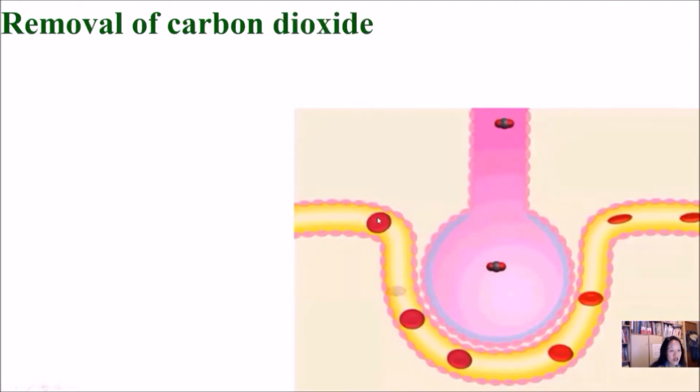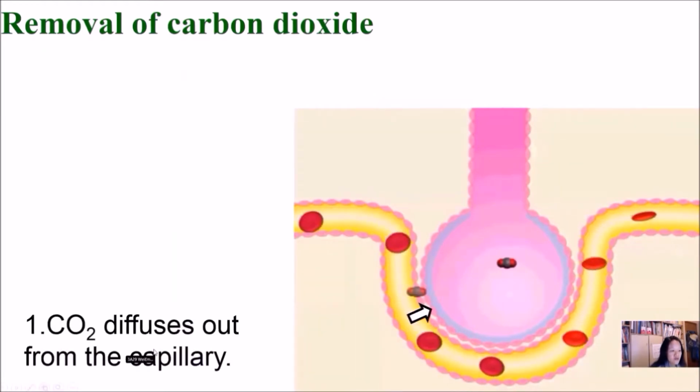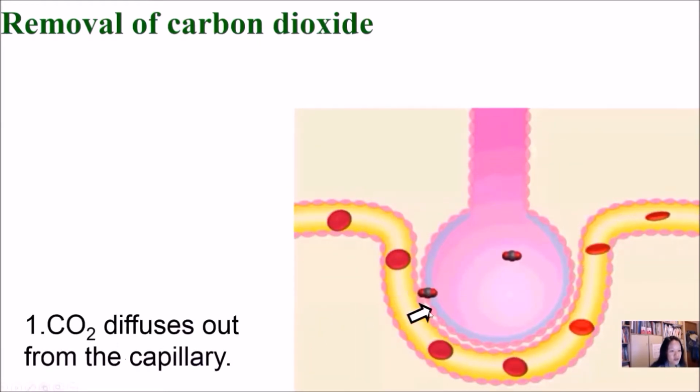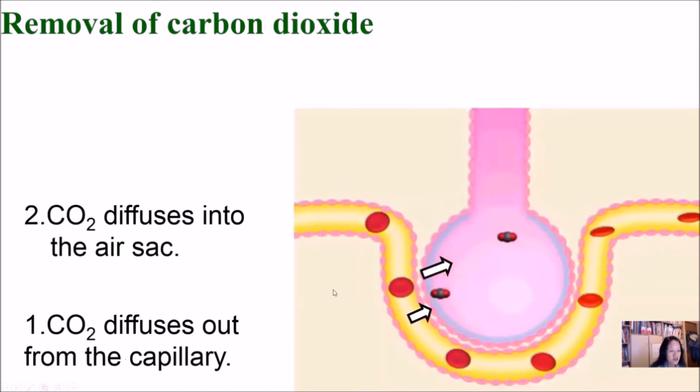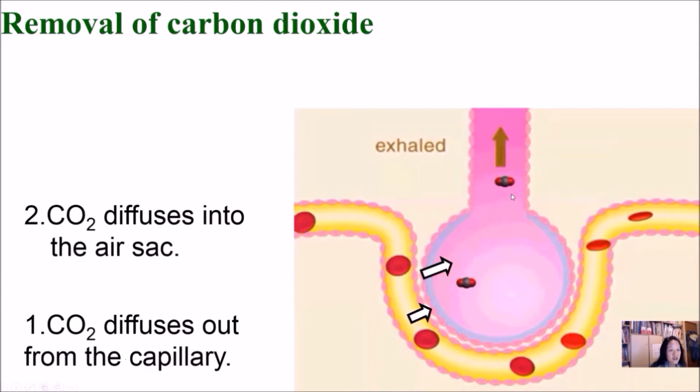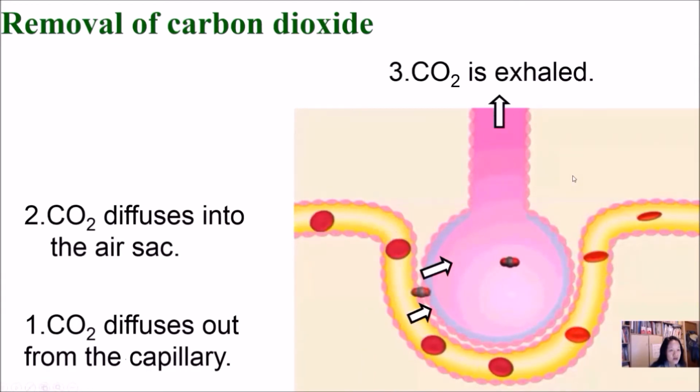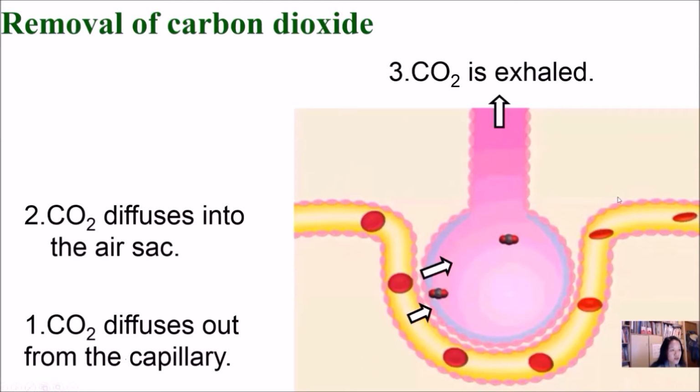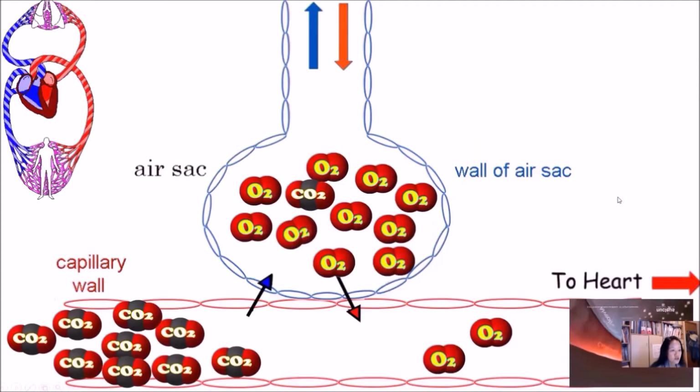For carbon dioxide, it is the opposite. First of all, carbon dioxide diffuses out from the capillary. Next, it will diffuse into the air sac, and lastly, the carbon dioxide will be exhaled. This is just the opposite of oxygen.